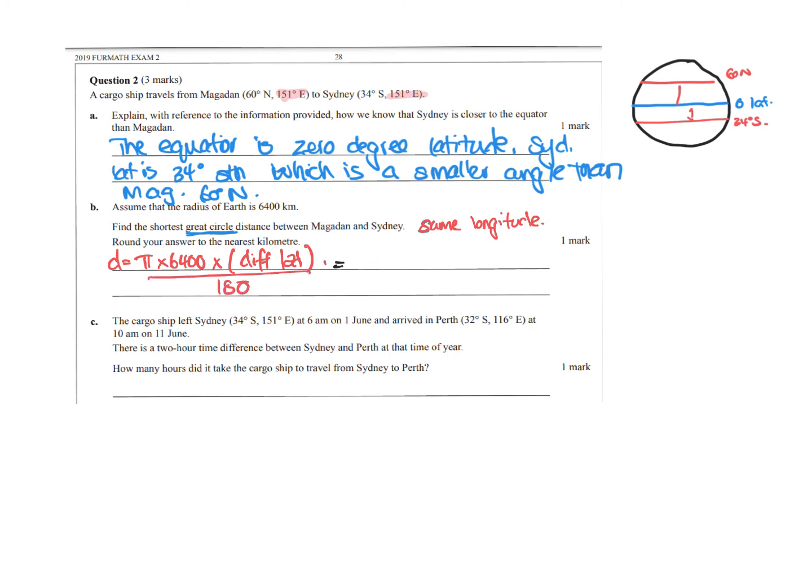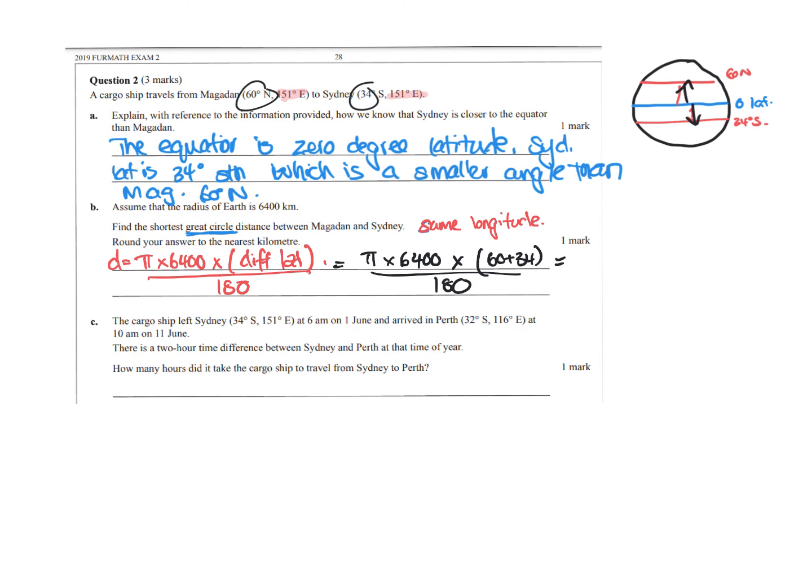So if we pop all that data in, now their difference in latitudes, because one went south and one went north, you've got to add them together. So the difference is actually the 60 plus 34, over 180. So it's actually a difference of 94.